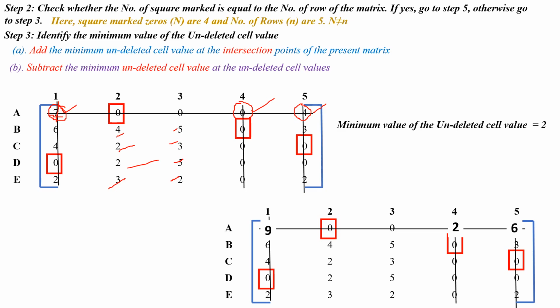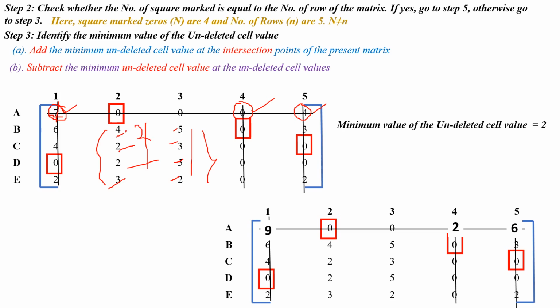Next, subtract the minimum undeleted cell value from the undeleted cell values. So these are all the undeleted cell values. From all these values we have to subtract the minimum value of the undeleted cells. That is, we subtract 2 from all these elements.